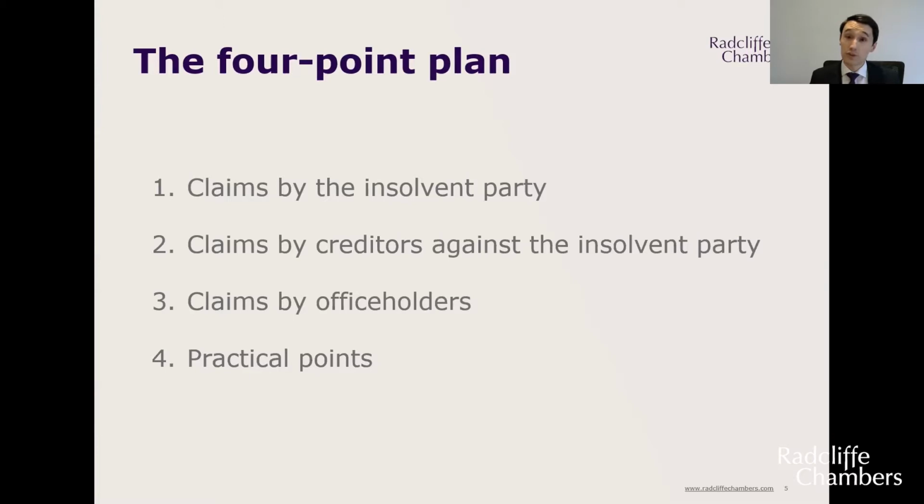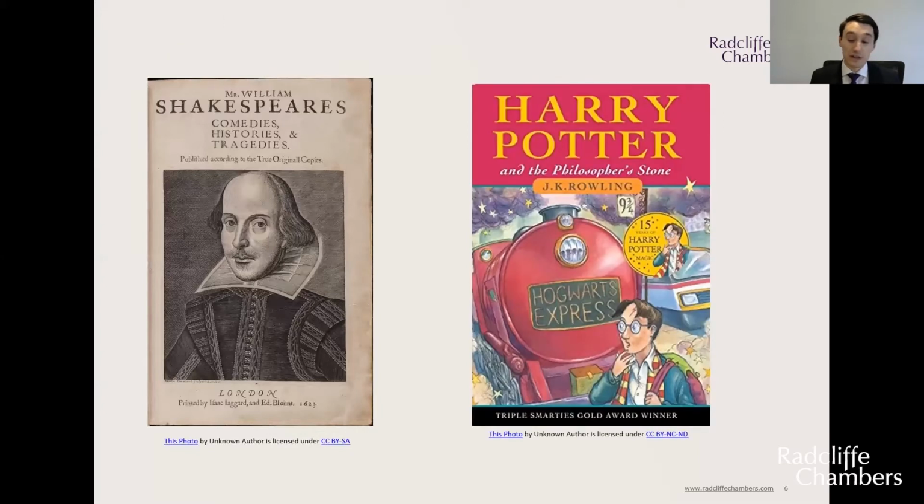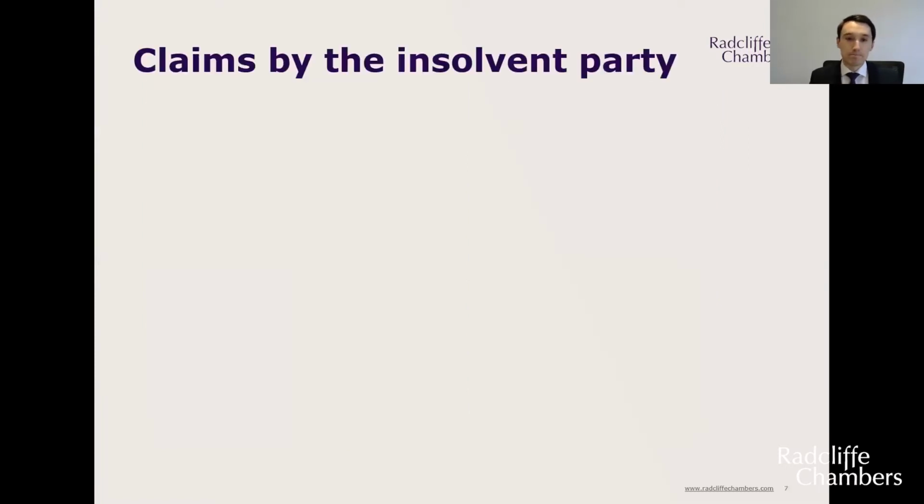But before I move on to that, it's time for a fun fact. The limitation of debts was first introduced by statute in 1623, the same year that Shakespeare's first folio was published. However, it wasn't until 1997, when Harry Potter was first published, that the English courts first recognised limitation in office holders' applications. And who says the law isn't a fast-paced profession, eh?